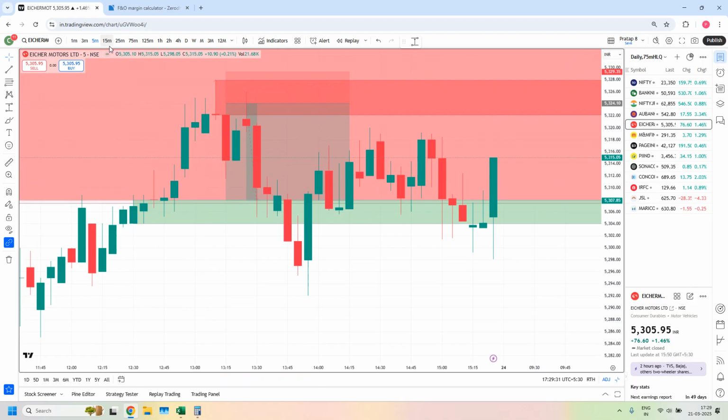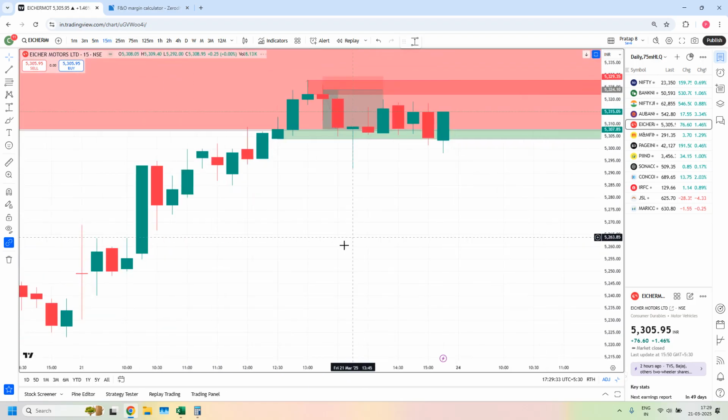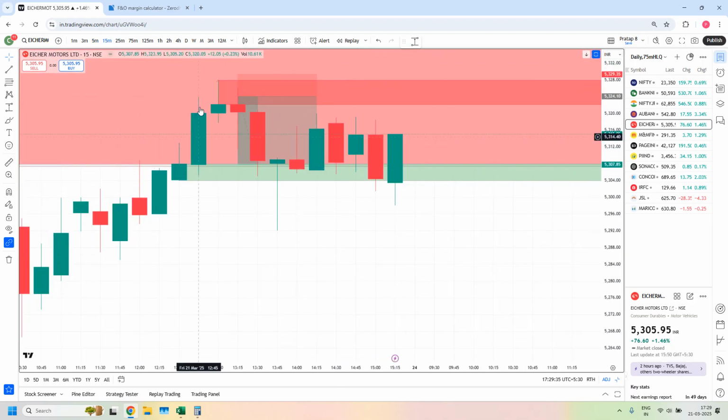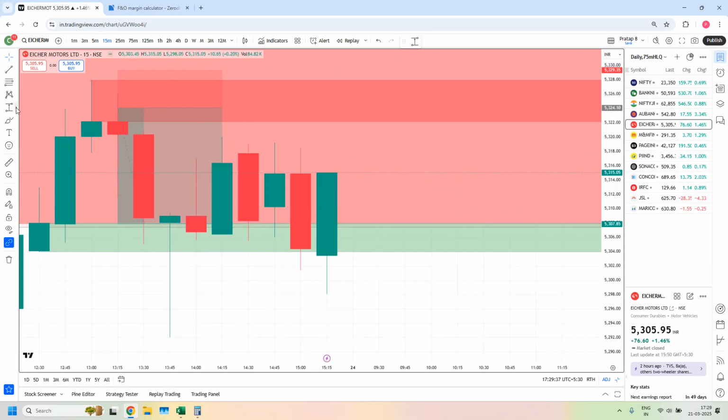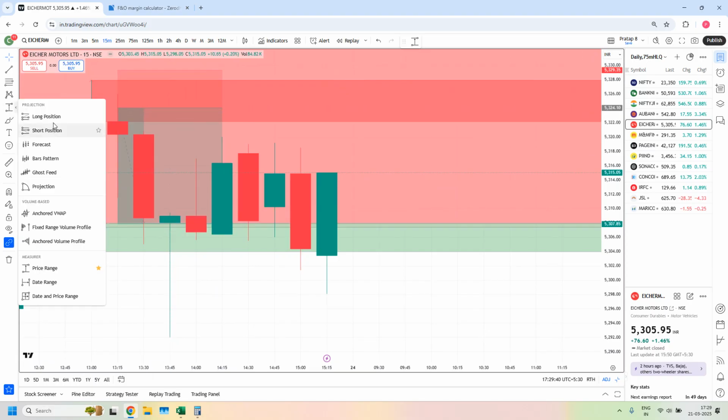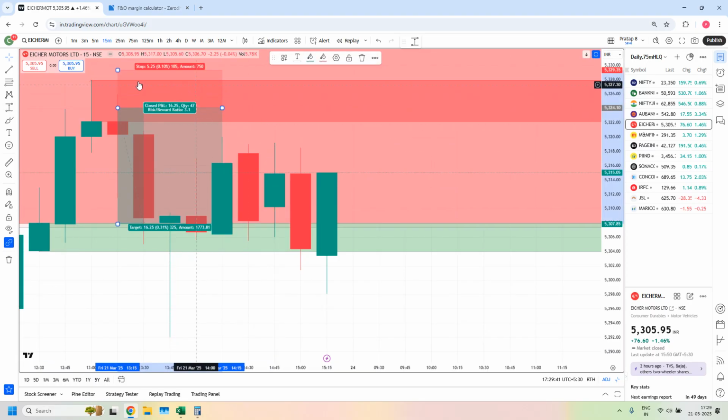How you will finish? First you go to 15-minute zone. You draw the zone, rally, base, rally. Next you go to this, you select a short position. This position will come. You add your stop buffer value, and then you keep entry, and if up to here 1:3 is there, you will accept. Otherwise you move a little inside.